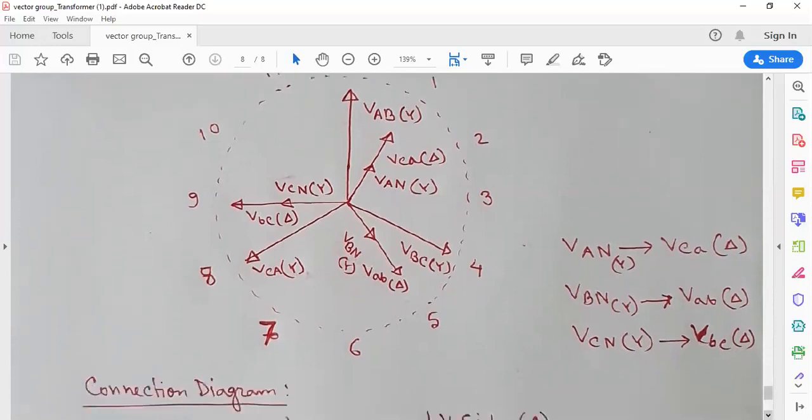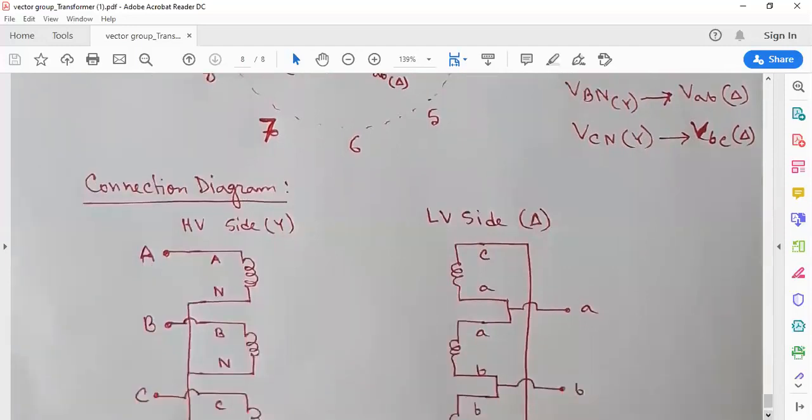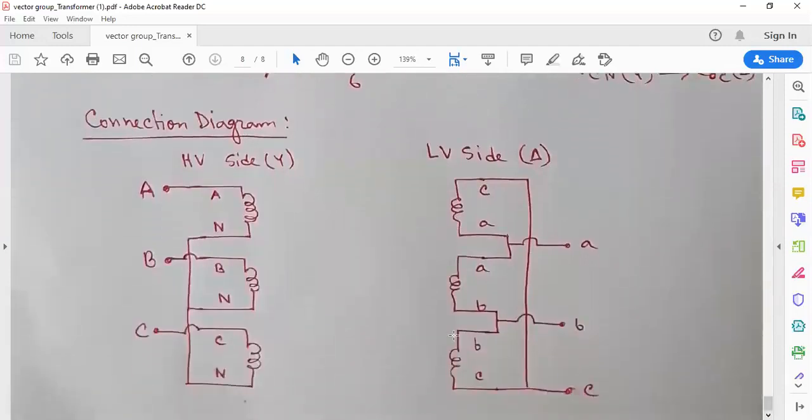So now we have to draw the connection diagram. This is the connection diagram. First, we have to draw 3 windings. 1, 2, 3, 1, 2, 3. Now we have to draw the Y connection. We have to mark them AN, BN, CN. We have to connect all the N. A is drawn out here. B is drawn out here. C is drawn out here.